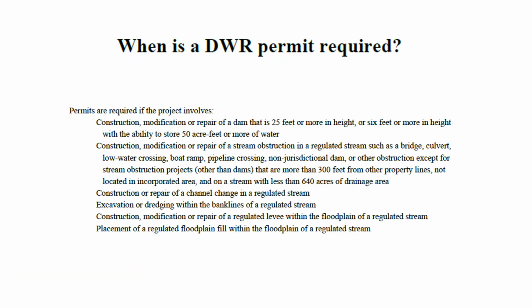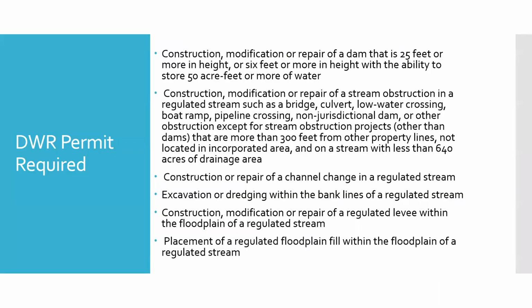So this is another screenshot from a handout that we have that just kind of summarizes when a state permit is required. So really, any repair of a dam, work on a levee, bridges, culverts, pipelines, like I said, fill in the floodplain, excavation or dredging within a stream. So usually that type of work is what triggers the need for a state permit, but I can give you this handout if you want a copy of it because it is kind of specific.